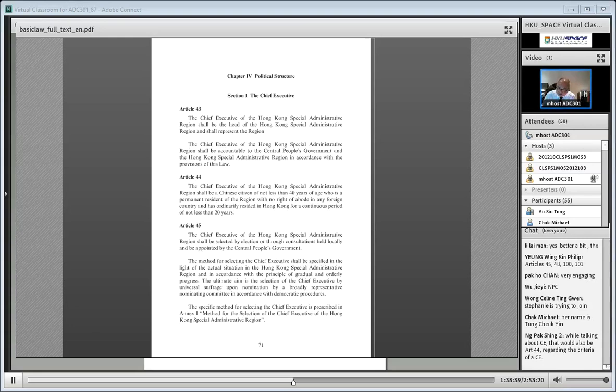But simply 45, you will see that the CE shall be selected by election or through consultation. Now, isn't it interesting? At the moment, there's only one means of selection in Hong Kong for CE, and that is by way of election. No consultation.